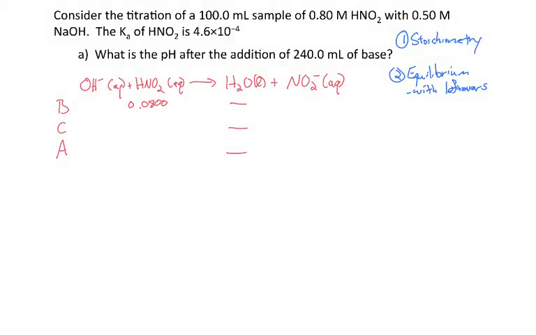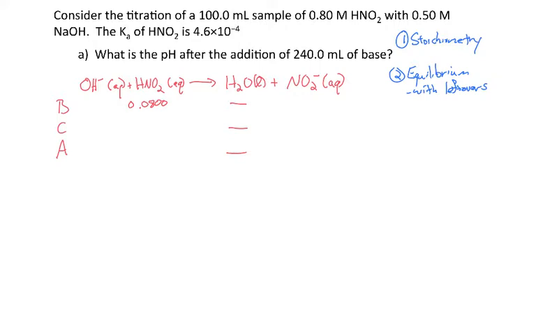This is the fourth and final video where we're looking at the titration of a weak acid with a strong base. In the previous videos, we looked at the pH before any base was added. We looked at the pH after base was added, but before the equivalence point. In the third video, we looked at the pH at the equivalence point. And now we're going to look at the pH after the equivalence point.